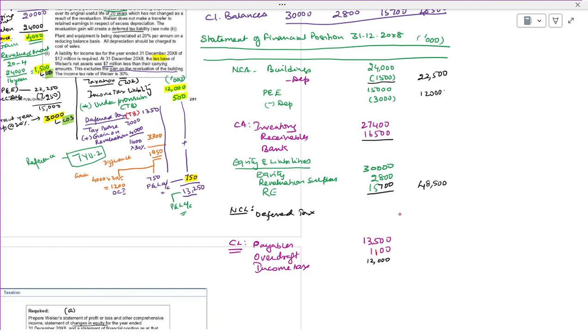22,500 plus 12,000 plus the current assets. How much are the current assets? 900. Yeah, 43,900. Total, it comes to how much? 67,600. 22,500 plus 12,000 plus 43,900.